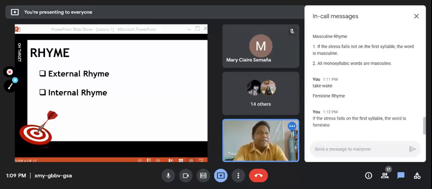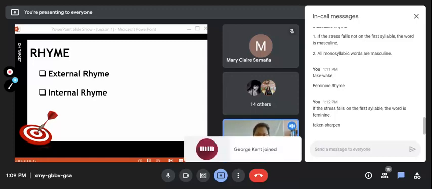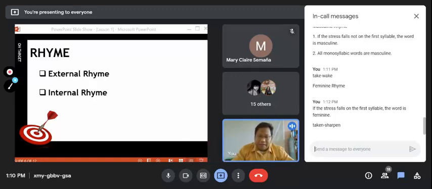For example, taken. The word taken, sharpen. You don't say tiken. You don't also say sharpen, because definitely that's not how the word is to be pronounced. You go with taken, sharpen. In both words, the stress falls on the first syllable, which makes both of them feminine.